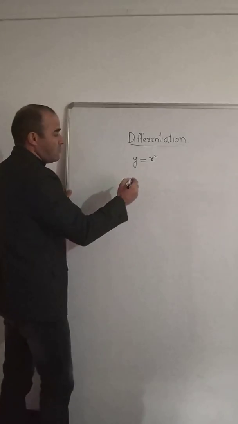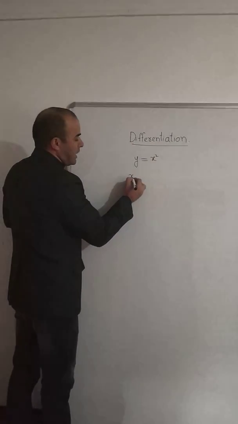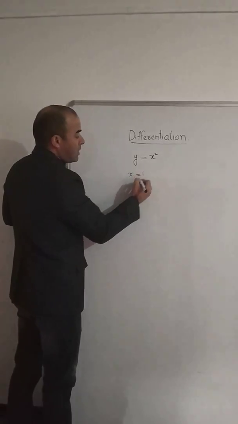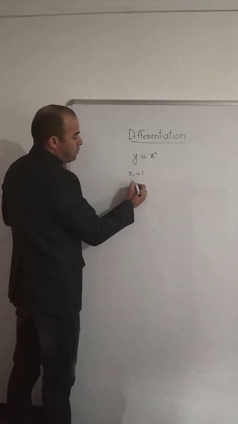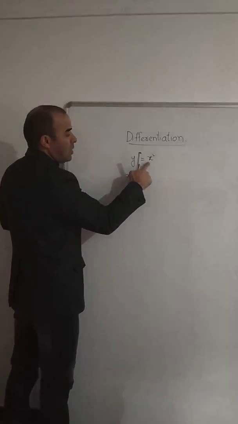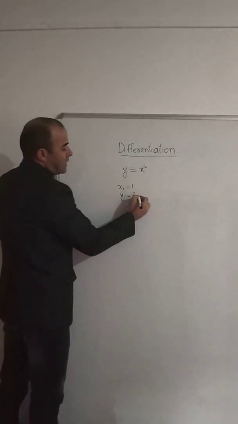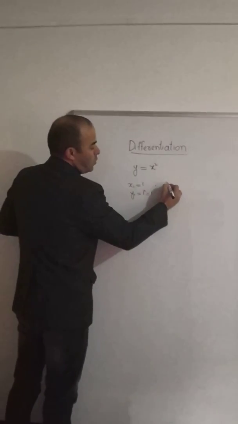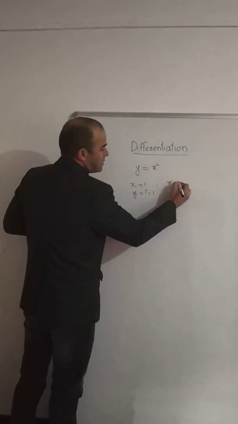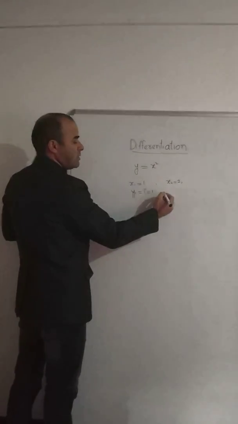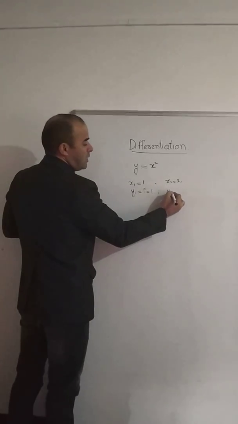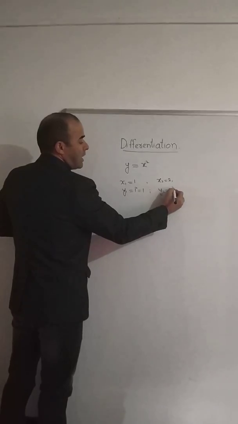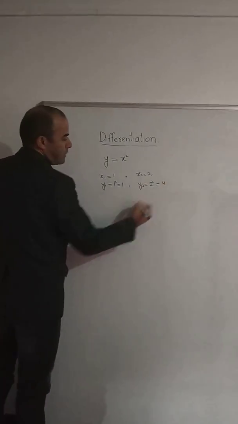If we assign various values, suppose x1 equals 1, the corresponding value of y1 will be equal to 1 square, and it will be 1. Similarly, if we give the value of x2 equals 2 in this equation, y will assume the value y2, which is 2 square, and it will become 4.